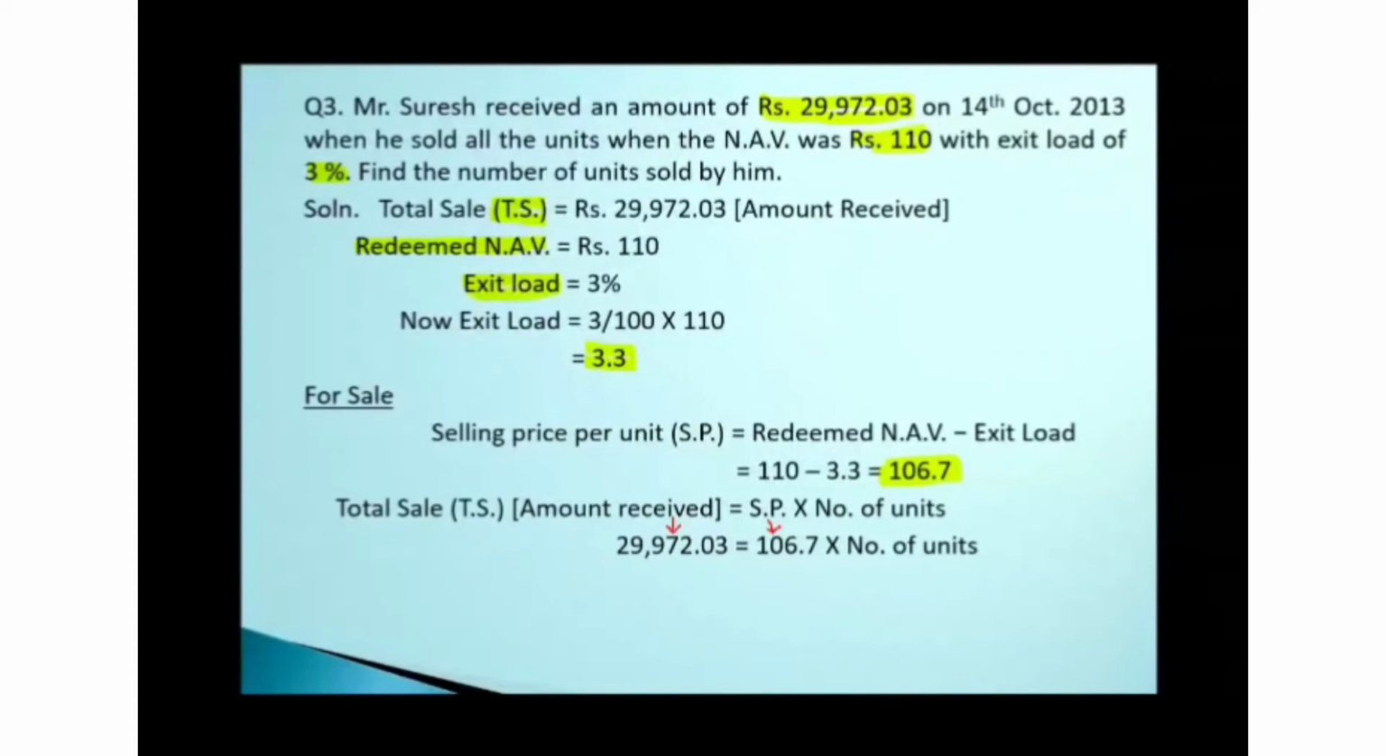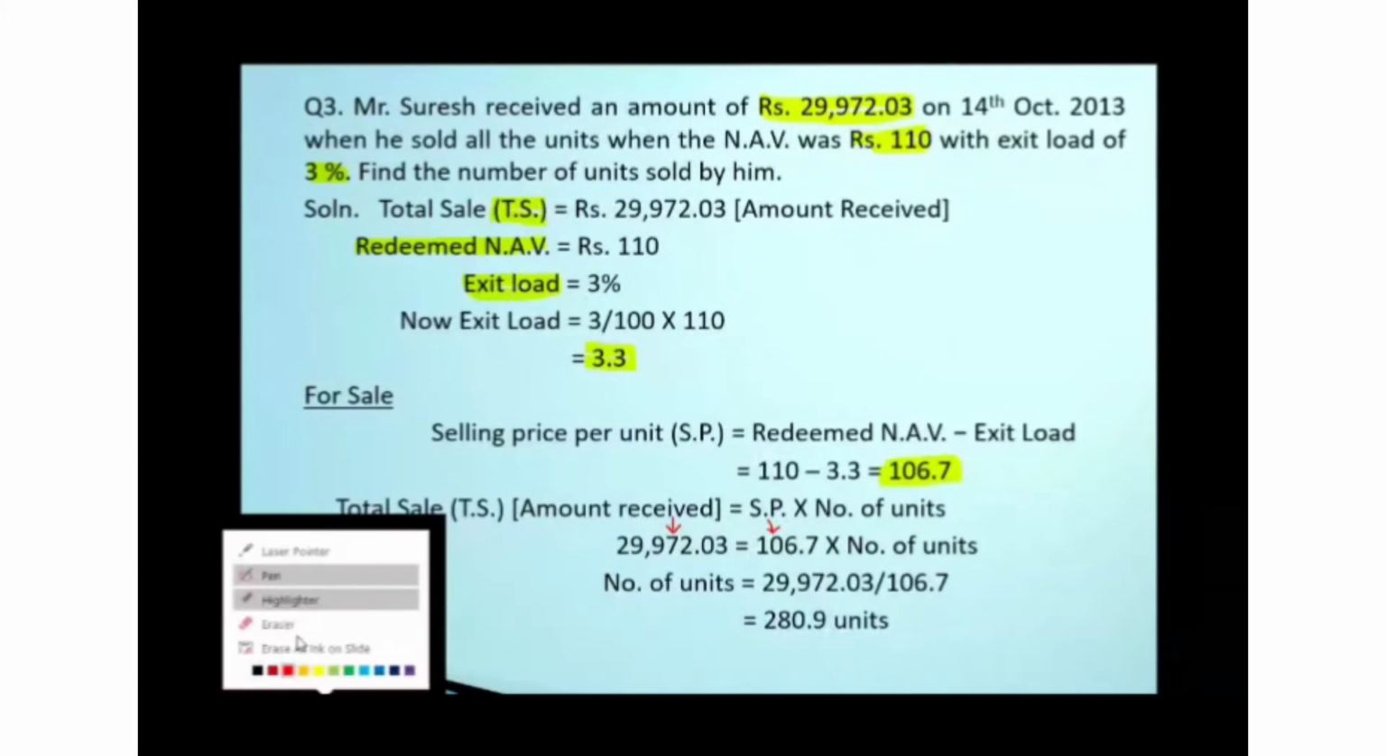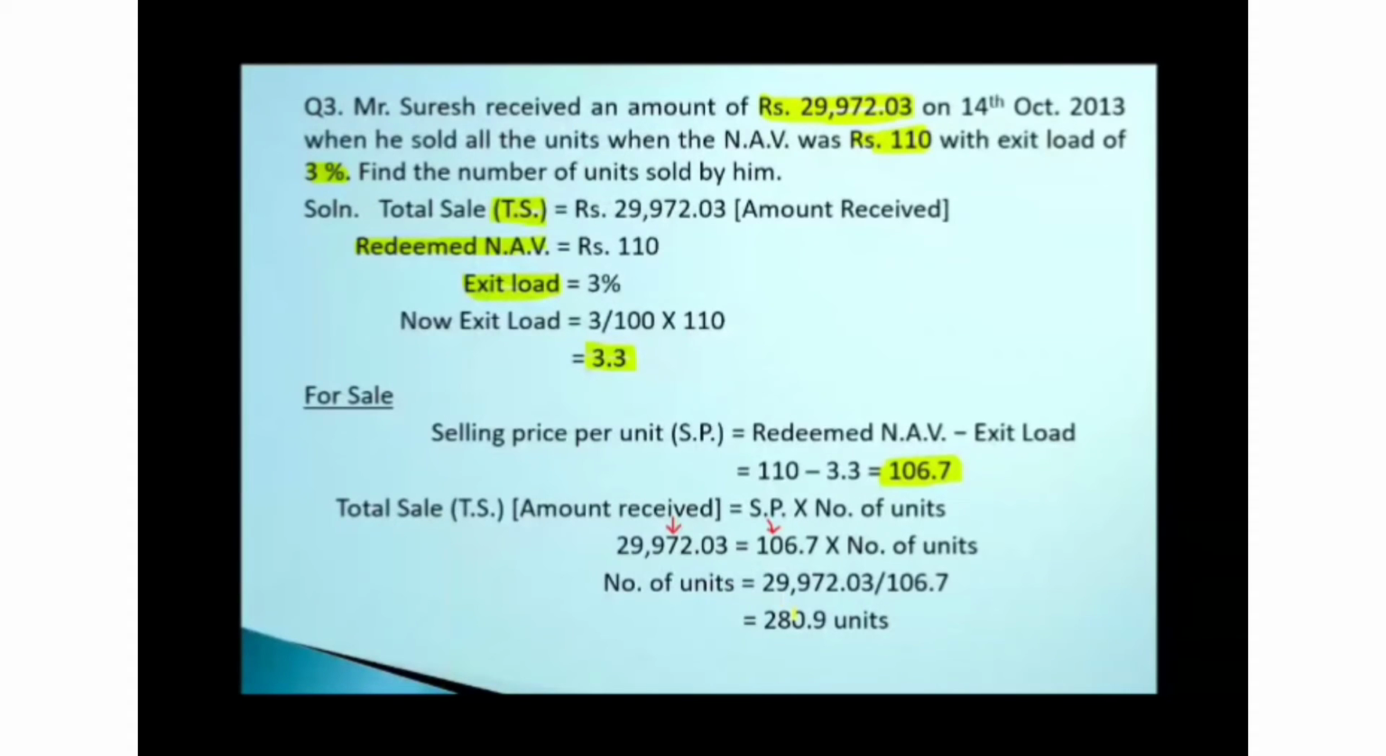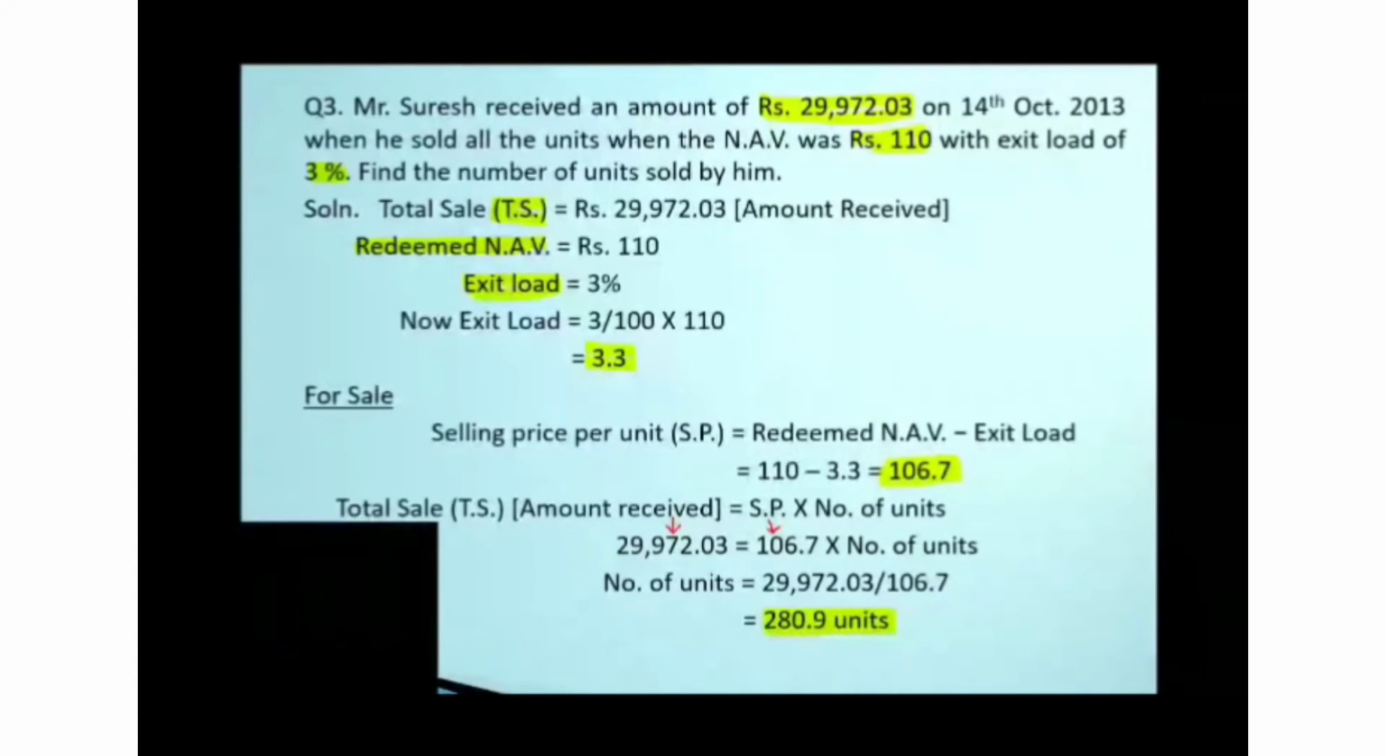So finally, after taking the ratio, the answer I'm getting here is 280.9. You can have the answer in decimal also for the number of units. It may not happen for the number of shares, but definitely for a mutual fund, the answer can always come in decimal, and that is what is happening with this particular problem. So the number of units was coming to be 280.9.